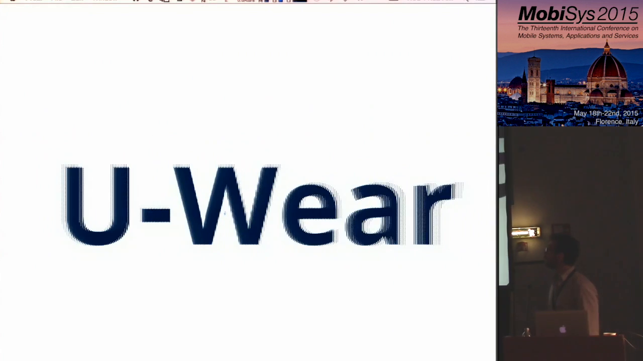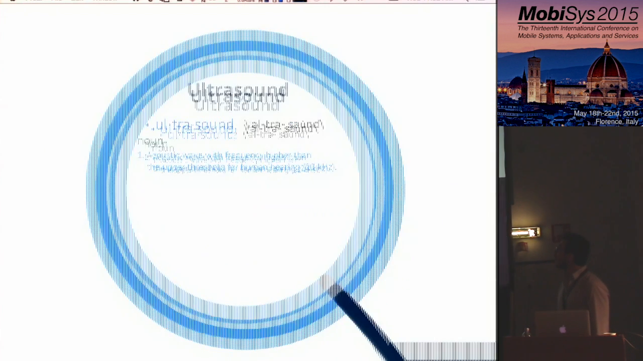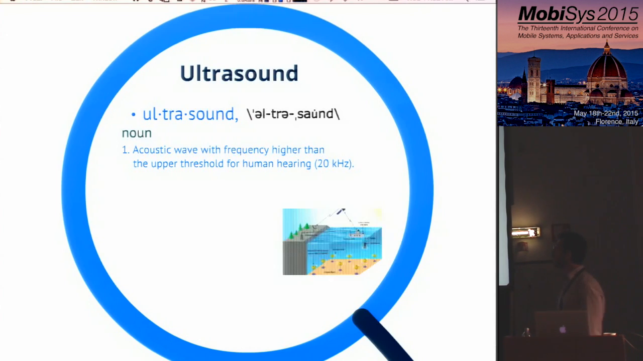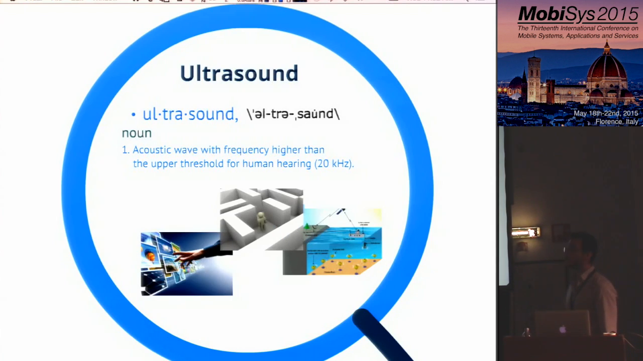So for all these reasons, we propose UWare, which is an alternative to RF. Basically, it's a software-defined framework for networking wearable devices based on ultrasonic communications. Ultrasonic waves are acoustic waves whose frequency is higher than the upper threshold of human hearing. So basically, it's just sound that we cannot hear. It has been used for a while in underwater communication, also in indoor localization, as well as gesture recognition, and of course in medical imaging.